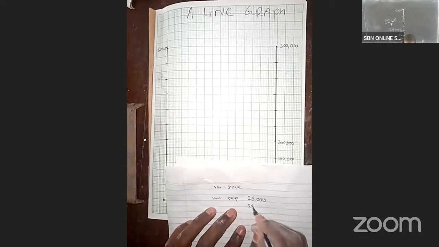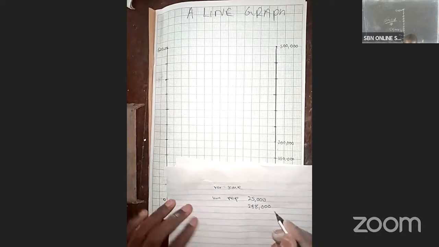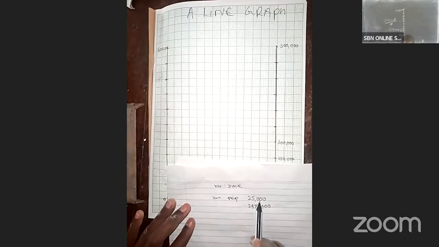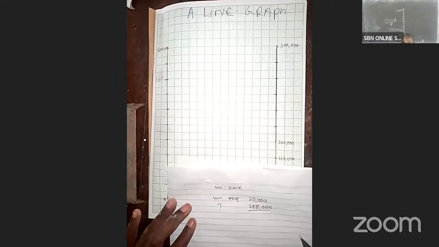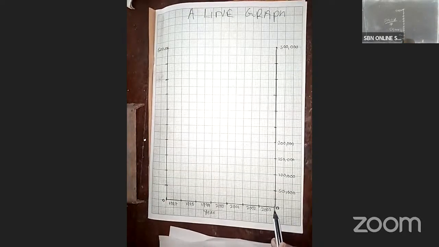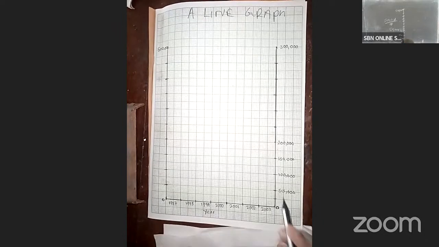288,000. Now we want to know if at all 1 centimeter is representing. Now, how many centimeters are in this one? Have you got the idea? If at all 1 centimeter from here up to here is equivalent to 2.